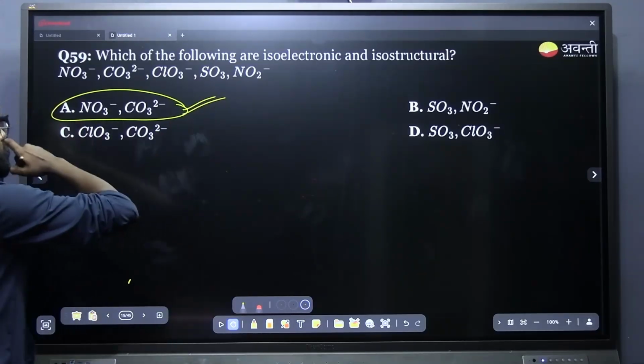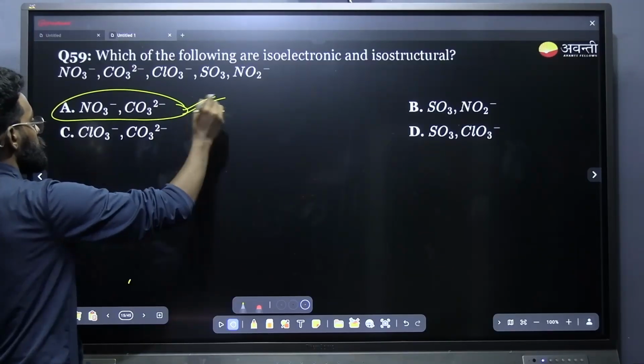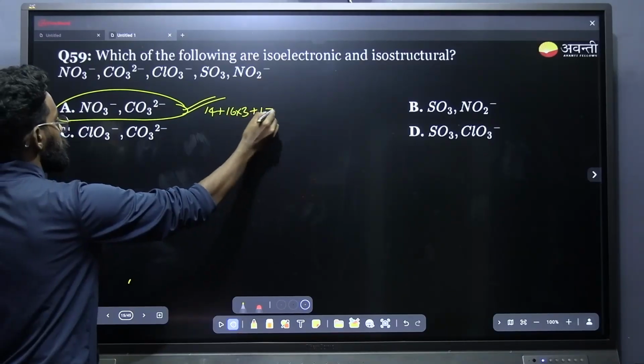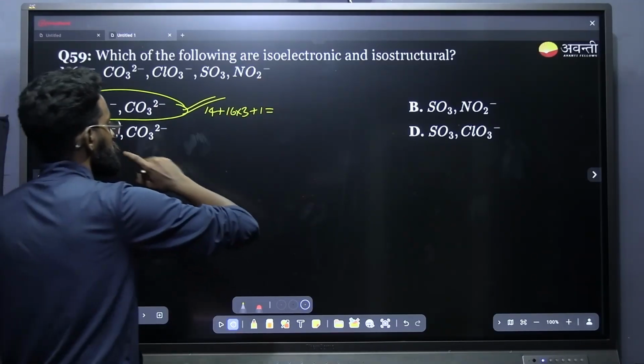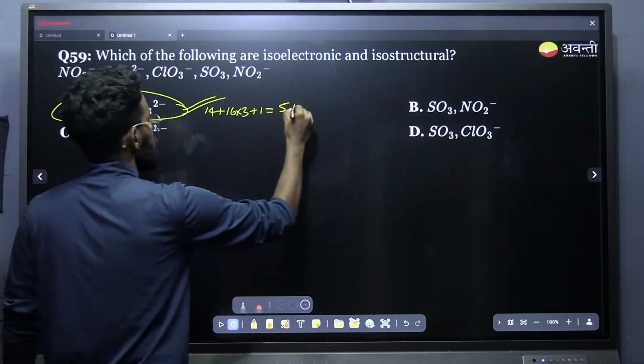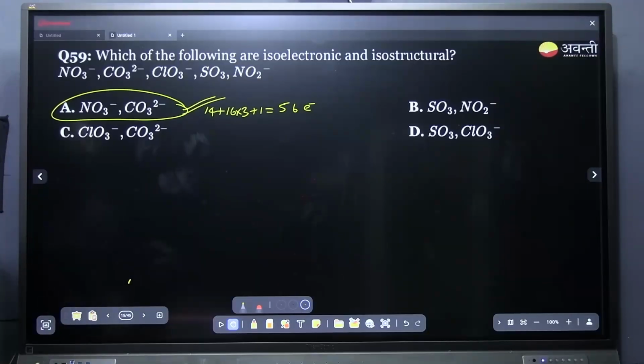If you observe, what is the number of electrons? Number of electrons for NO3 minus is 14 plus 16 into 3 plus 1. What is the answer coming? I think it is coming around 56, right? Both are having 56 electrons.